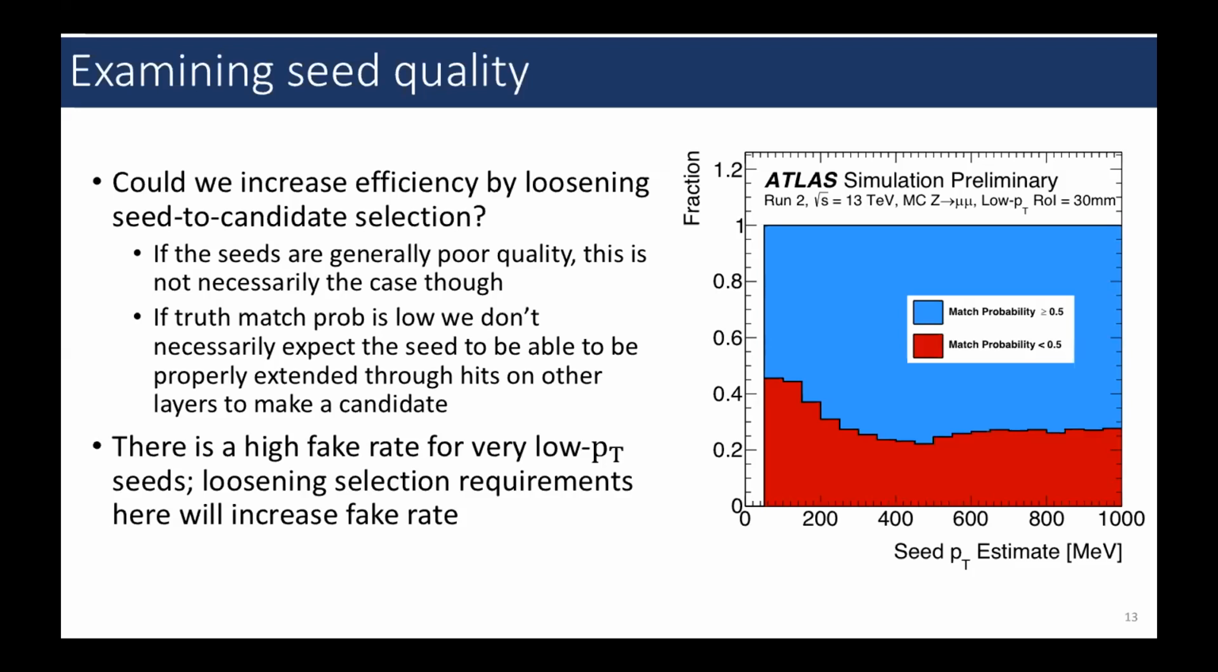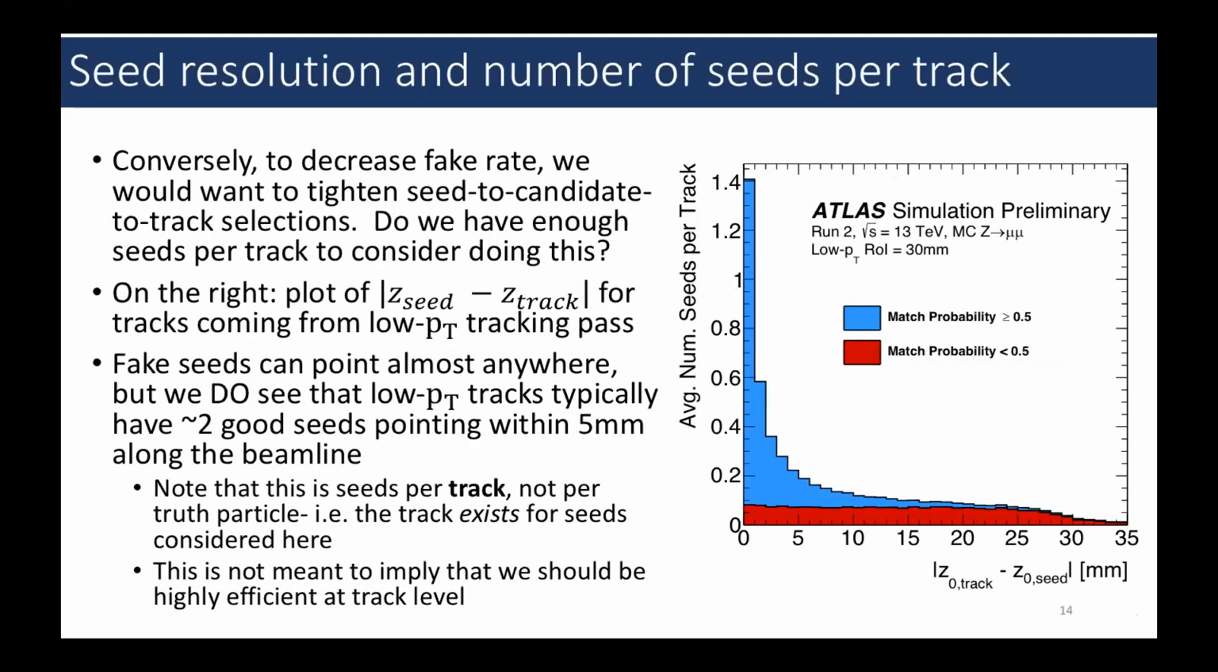So finding a large drop from seed to candidate isn't actually very unexpected here, given the poor seed quality. And if you loosen the selection requirements, basically all you're going to do is increase this already poor fake rate for the seeds. Now, that means that improving the efficiency, especially at very low PT, is going to be challenging.